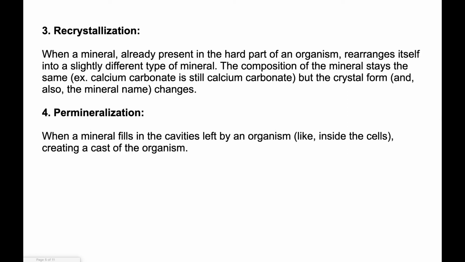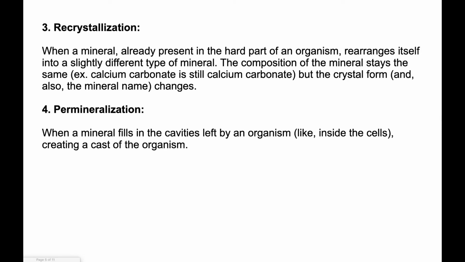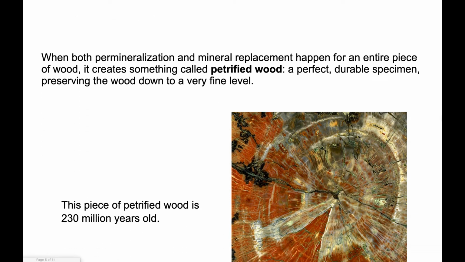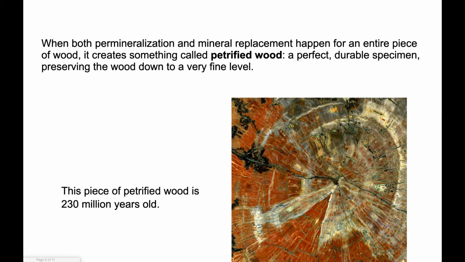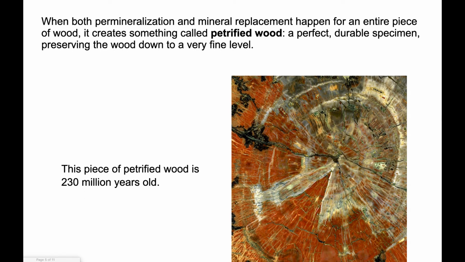Another type of preservation is called permineralization. That's when a mineral fills in the cavities that are left by an organism. So imagine you have an organism that has all these empty cells in it. Well, a mineral can come in and fill up all those empty spaces, and that's called permineralization, and it really helps to preserve the organism and what it originally looked like. When both permineralization and mineral replacement happen for an entire piece of wood, it creates something called petrified wood, which you may have heard before.